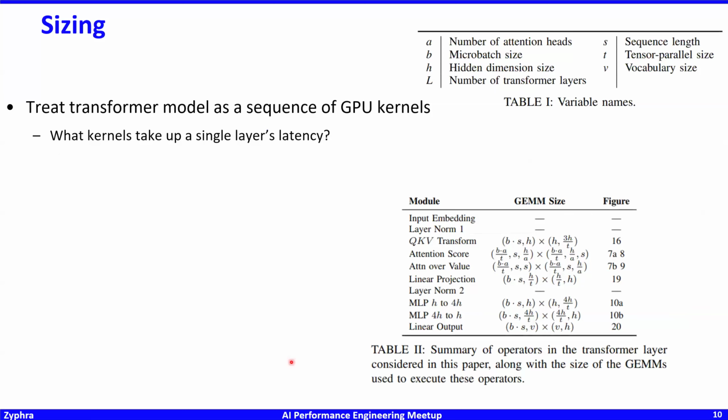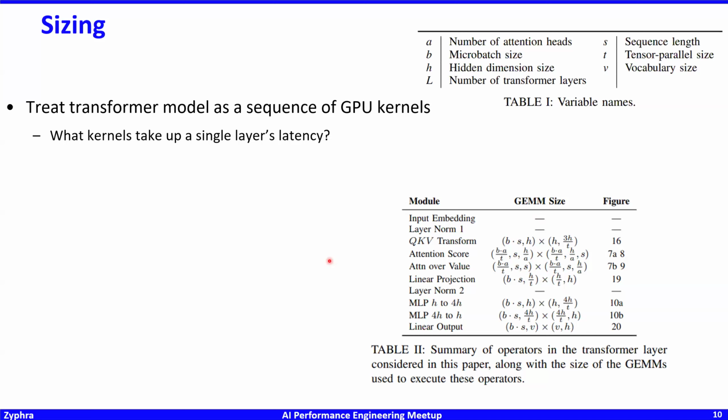So we just treat transformer models as a sequence of GPU kernels. You take a transformer model, for example. Your attention block boils down to this QKV transform, then attention score, and then attention over values, and these are just GEMMs. These are generalized matrix multiplication kernels of the sizes that we list here.